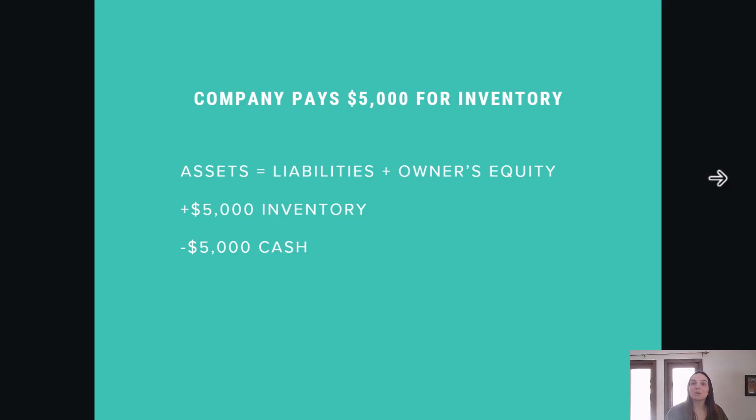Now, we record inventory at the cost that we pay for it. Okay, even though we might be able to turn around and sell this for $15,000, it doesn't matter. We are going to record inventory at the amount that we paid for it. Remember that historic cost principle, okay? That's where that comes in.